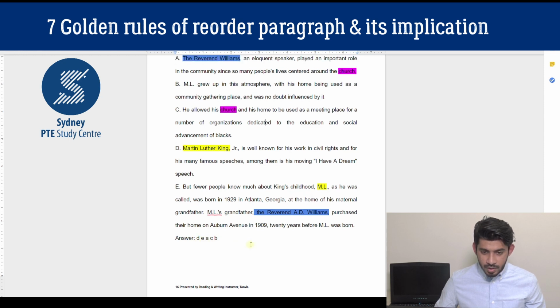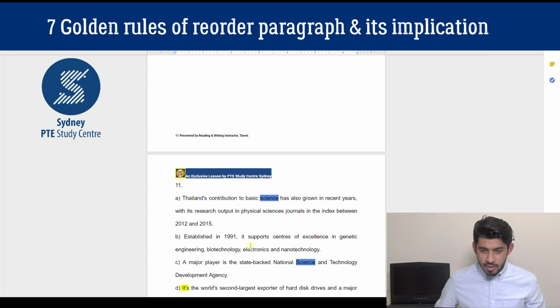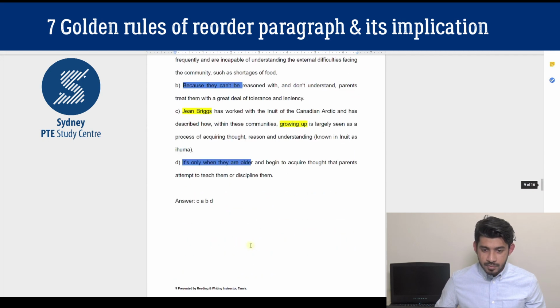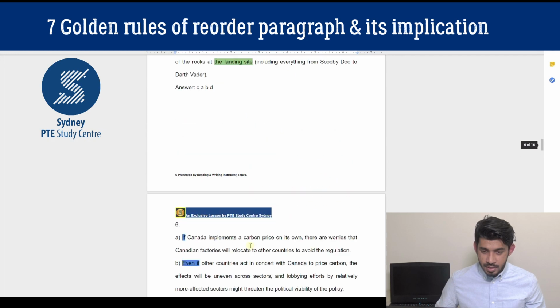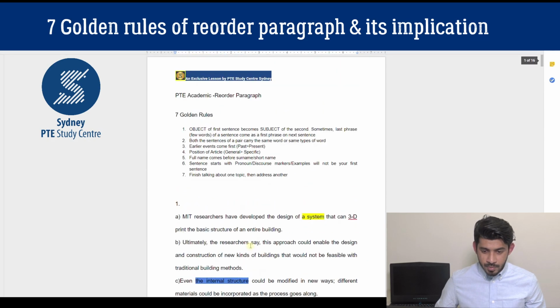So that's all about the demonstration for today, students. There are more rules. To know about that, please come to the center and attend the class. In class we'll talk about more rules. Remember, if you are good at the clues and if you just scan the words and find out the clues, it will be very easy and quicker for you to give answers for reorder paragraphs.